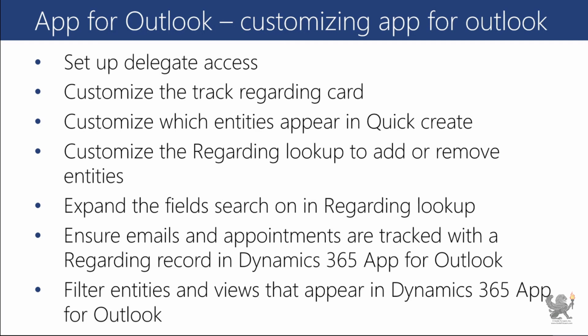Now let's talk about customizing the app for Outlook. So you can set up delegate access. You can set up delegate access to allow someone to track common data service information using the Dynamics 365 app for Outlook. You can set up delegate access in Outlook to give someone permission to act on your behalf. For example, you might want an assistant to create and respond to email or meeting requests for you, and then track the information in the common data service using the Dynamics 365 app for Outlook.